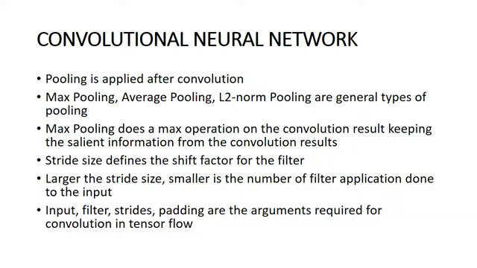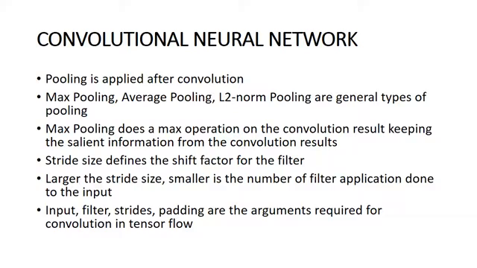Max pooling does a max operation on the convolution results, and by doing so it extracts the most salient feature information from the convolution results. This way it helps to reduce the amount of computation in the network and also helps control overfitting.